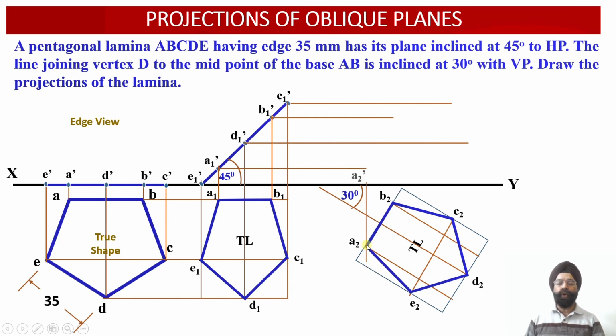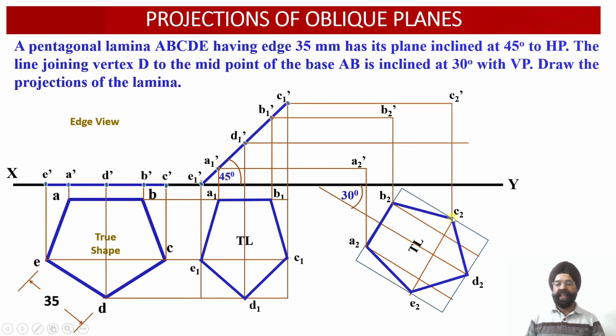So from point A2, if we draw a vertical projector, we are going to extend it above the XY reference line up to the point where it intersects with the horizontal projector which has been drawn through the point A1 dash over here. So this is the horizontal projector through A1 dash and the vertical projector through A2. Wherever they intersect, we obtain the point A2 dash. Similarly, the horizontal projector through point B1 dash and the vertical projector through the point B2. Wherever they intersect, we obtain the front view projection corresponding to the point B2, that is B2 dash.